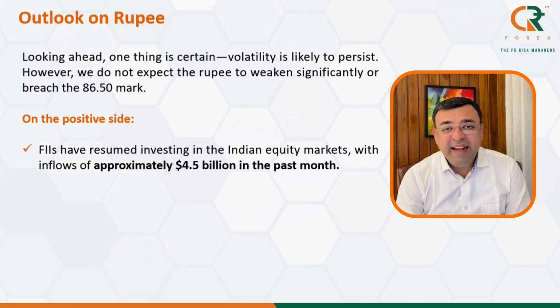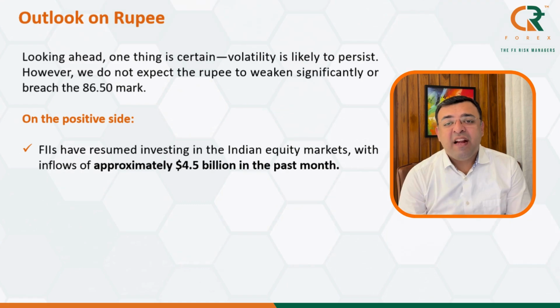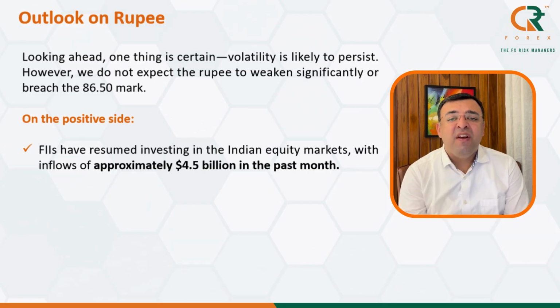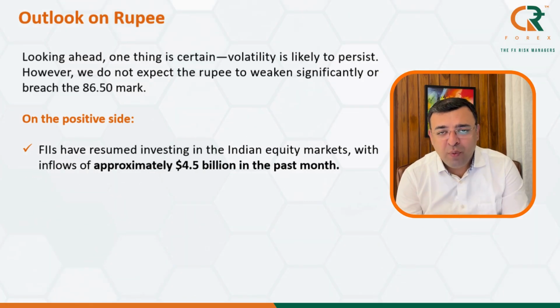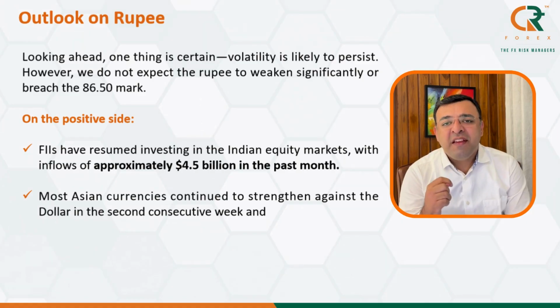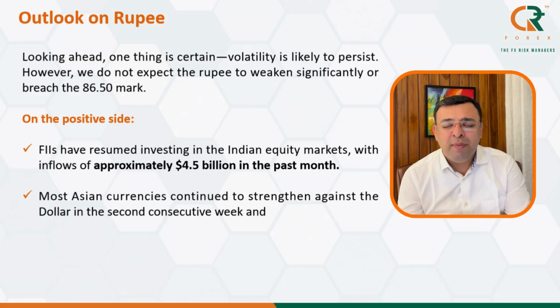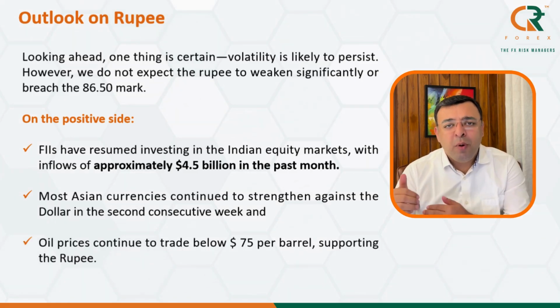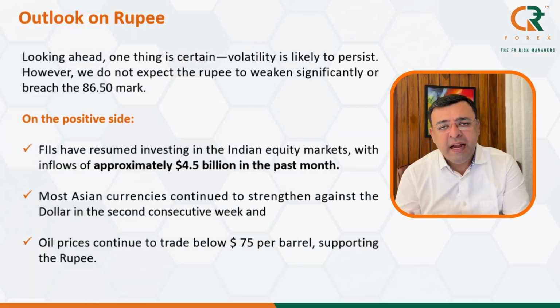On the positive side, FIIs have started investing back in the Indian equity market. They have invested close to $4.5 billion in the last 1 month. Second, we were able to observe that a lot of Asian currencies are getting stronger against the dollar, like the Chinese currency, Taiwan currency, and Singapore dollar. Apart from that, oil is trading below $75 per barrel, which is positive for the Indian rupee.